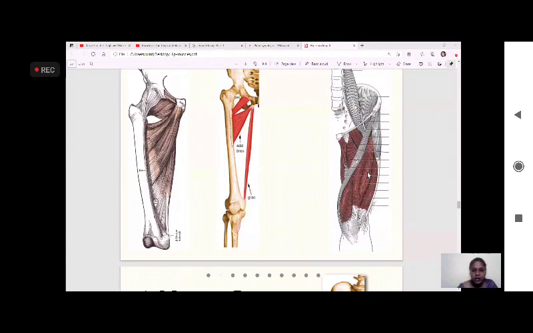Pectineus, please show the pectineus in the second picture. Yes, pectineus is above, below it is the adductor brevis, and this thinner muscle is the gracilis. Next slide, please.